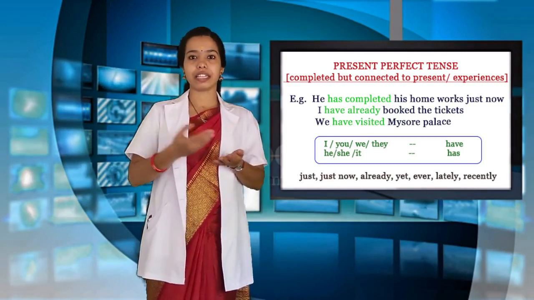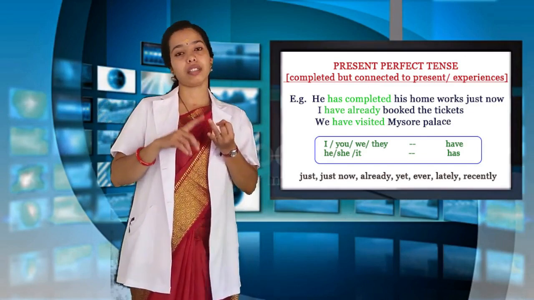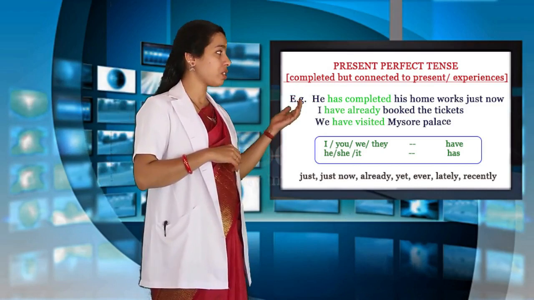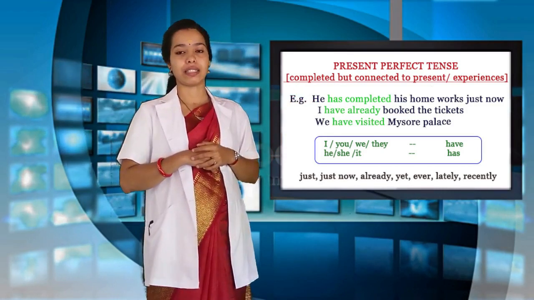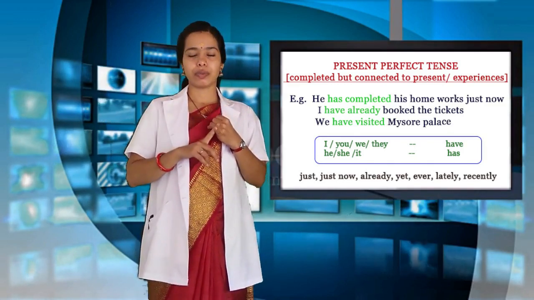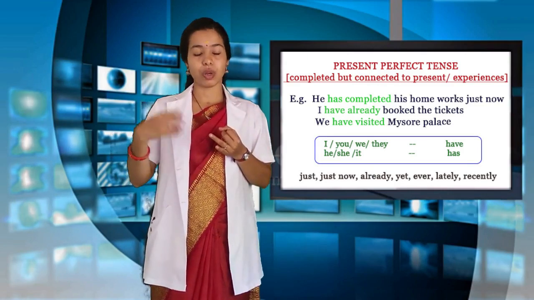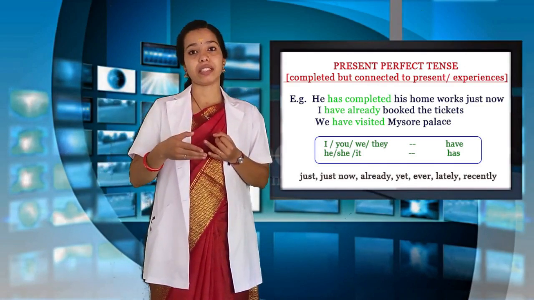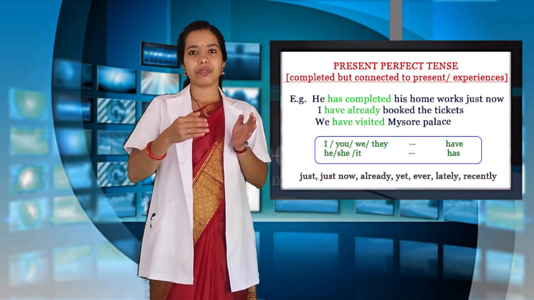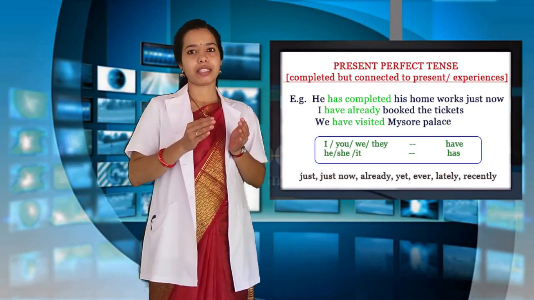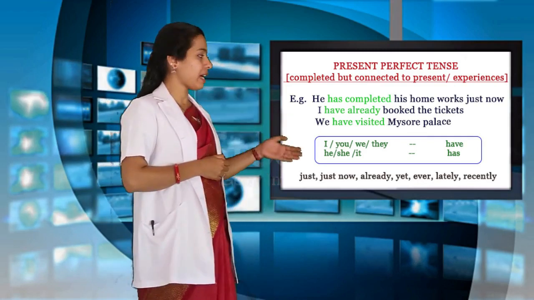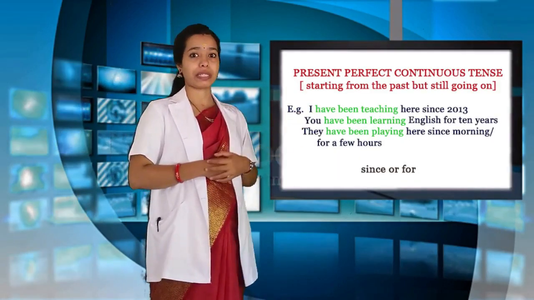In the case of pronouns, along with I, you, we and they, you can use have. Along with he, she, it, you can use has. Now about the keywords, you can see words like just now, already, yet, ever, lately or recently. These are the keywords which tell you that in that particular sentence you have to use present perfect tense.